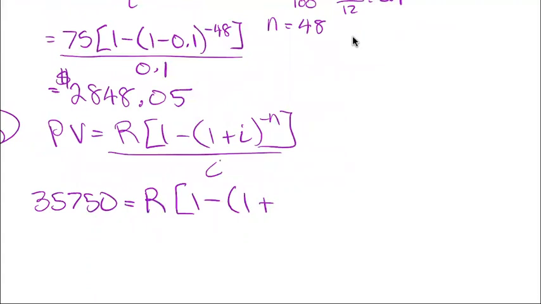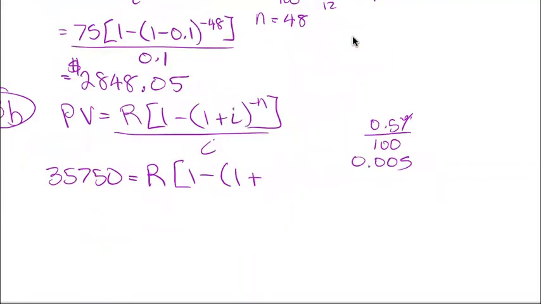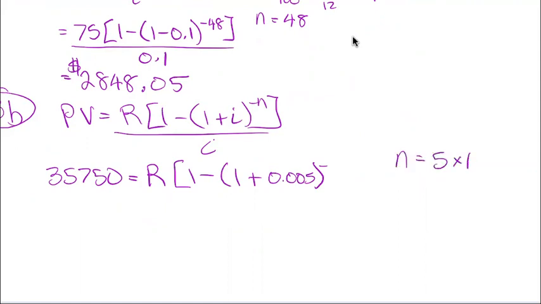i is 0.5% divided by 100, 0.005. And how many times are they making that payment? It's annual, so it's 1. So that's the same, 0.005, bracket, minus. And how many times are they making that payment? It says it's paid off over 5 years, making 1 payment per year. So n is 5 times 1, or just 5, over 0.005.